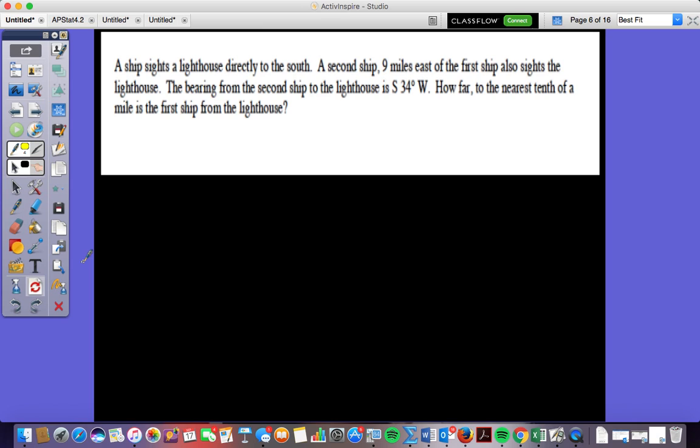All right, so it says this. A ship sights a lighthouse directly to the south. Now, one of the huge problems about any word problem is a lot of times we don't break it down, me included. We just don't break it down. So instead of taking the whole thing, let's just draw this. So we got a ship over here, okay?